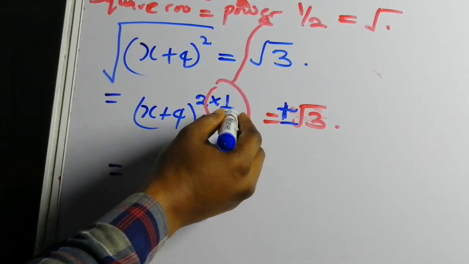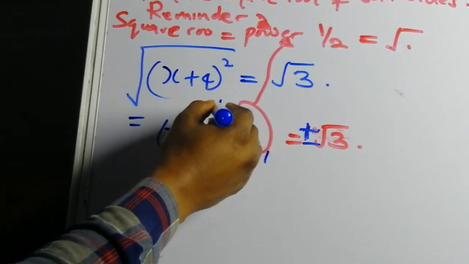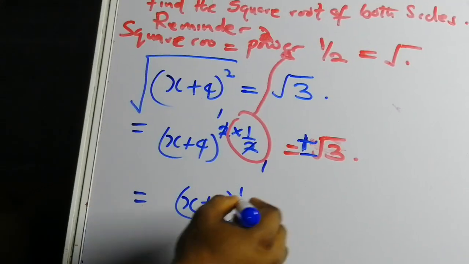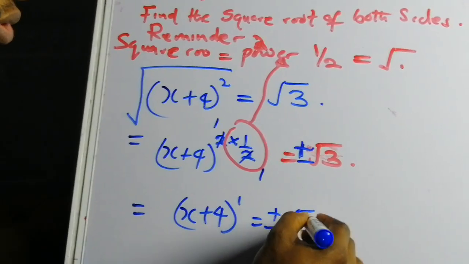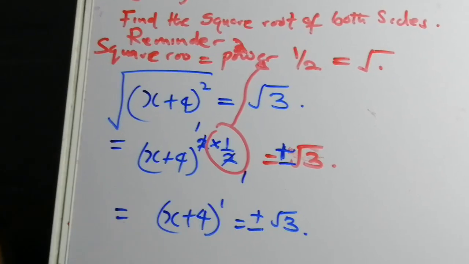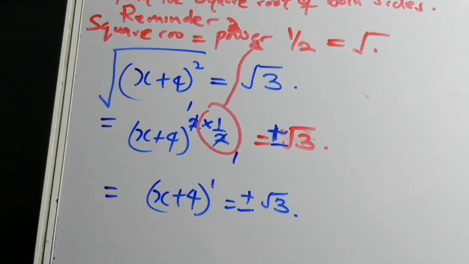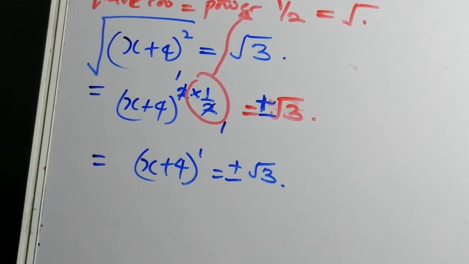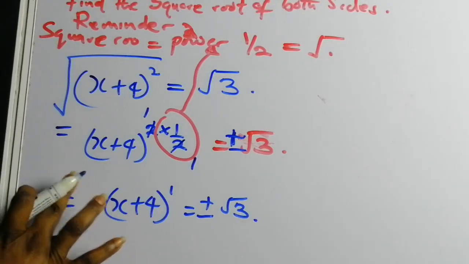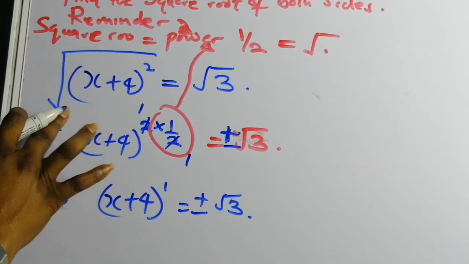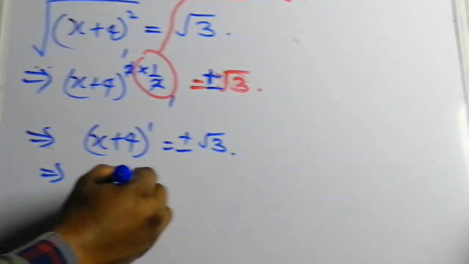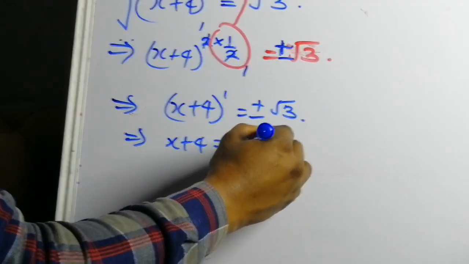So we have here 2, 1, 2, 1. So it means this one will remain s raised to power 4 raised to power 1, which is equal to plus or minus what? 3. Now, if you look at this very well, anything raised to power 1 is that thing. 0 raised to power 1 is still 0, 2 raised to power 1 is that thing. So this implies x plus 4 equals plus or minus what? 3.